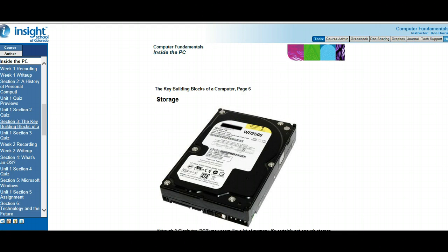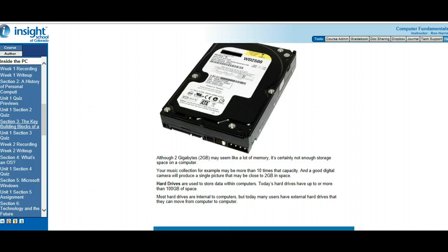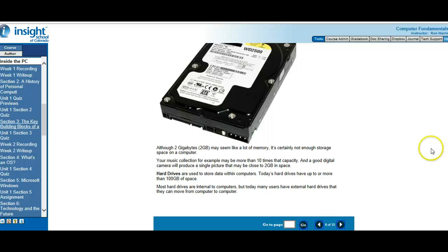Now we get to storage. Storage is where programs and the work that you do, your files, are stored. So that's how memory and storage are different. Memory is what allows the computer to operate. It processes commands. But storage is where your files and programs live, where they stay. So you need to know the difference between those things.